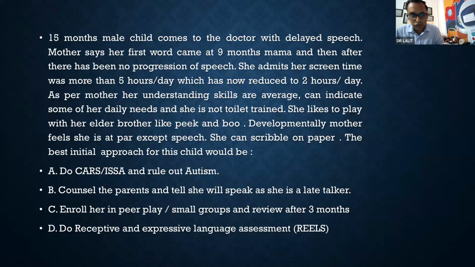age of 18 months. So definitely enroll in peer play is not the right option. Enroll in peer play would have been the right option if mother would have told understanding skills are excellent. She can indicate all of her daily needs, but she doesn't speak. You got my point. So here the expressive speech is definitely lacking, but there could be an associated receptive speech problem, which is not very clear, that it is good. So that is why we need to go for a REELS receptive and expressive language test in this child.